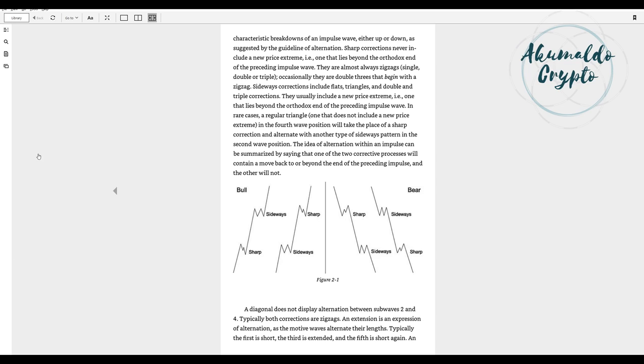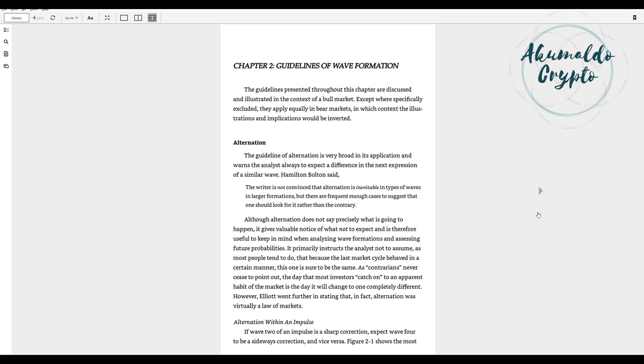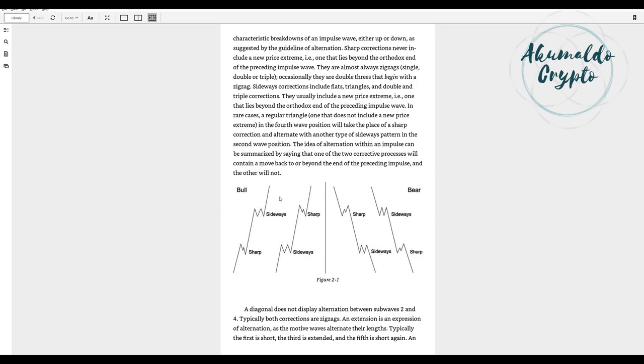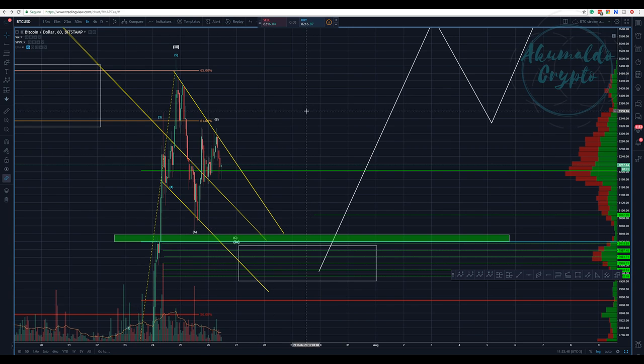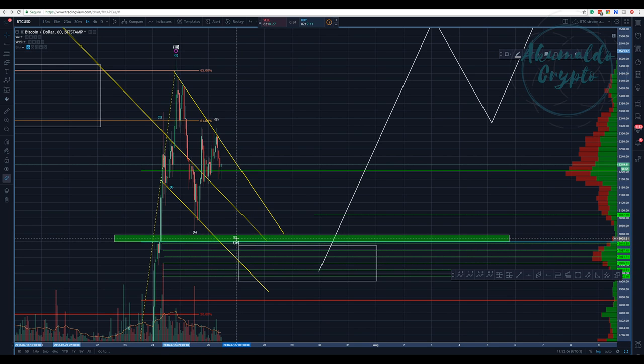Because of the alternation within an impulse, right? This is the alternation guideline. So we had a flat, an expanded flat, so now we have a sharp correction. And it seems like a sharp correction, right? Maybe A, a clear B, guys, A, B, C, and now 1, 2, 3, 4, 5 to finish our C. Touch the 8K and react.